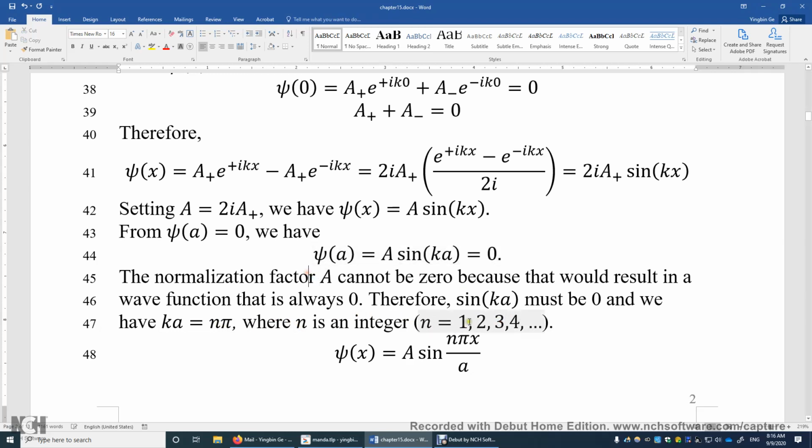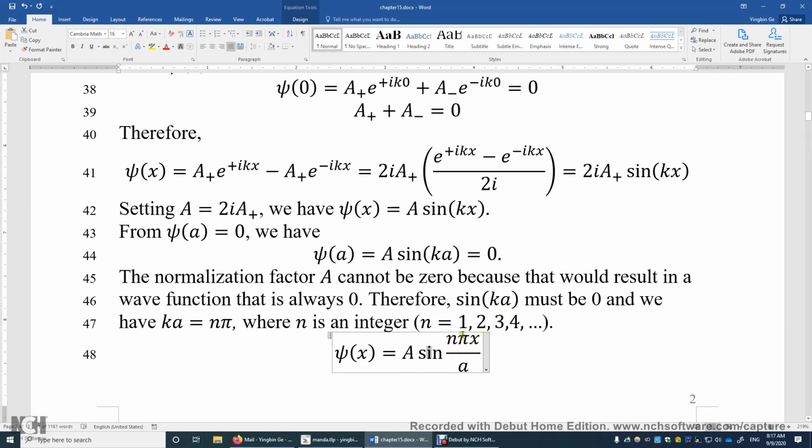All right. Now we replace this K with n pi over A. So K is n pi over A. We get this equation. The wave function of the particle inside the box is the normalization factor A times a sine function of n pi x over A. Again, this n pi over A is K. N has to be an integer.